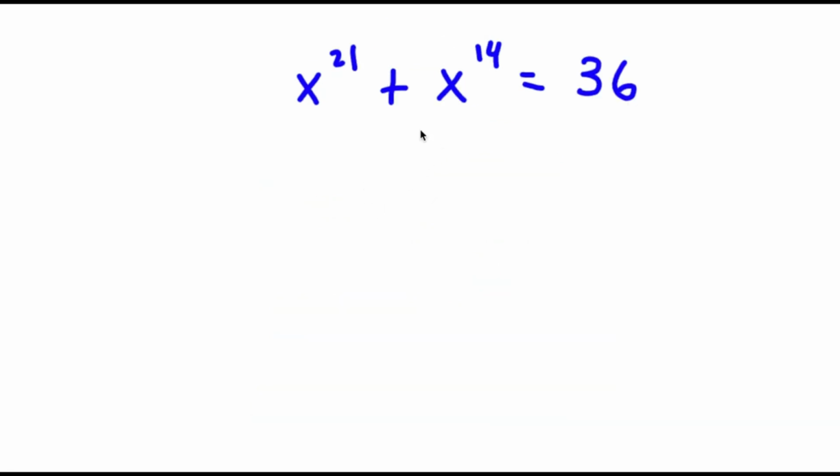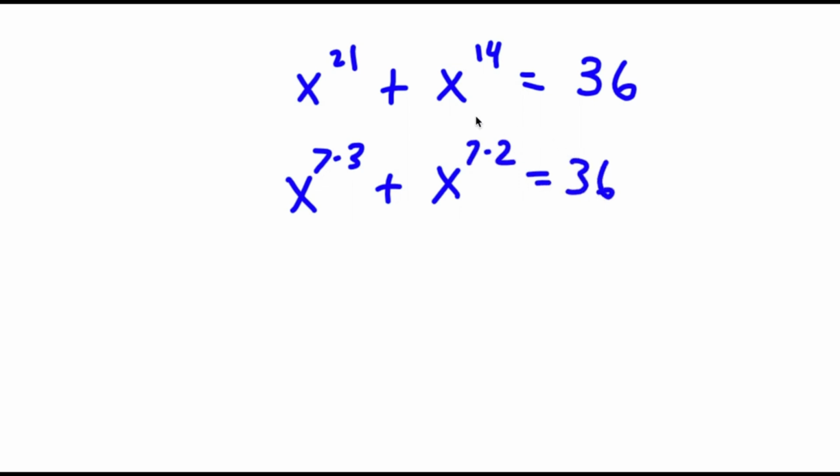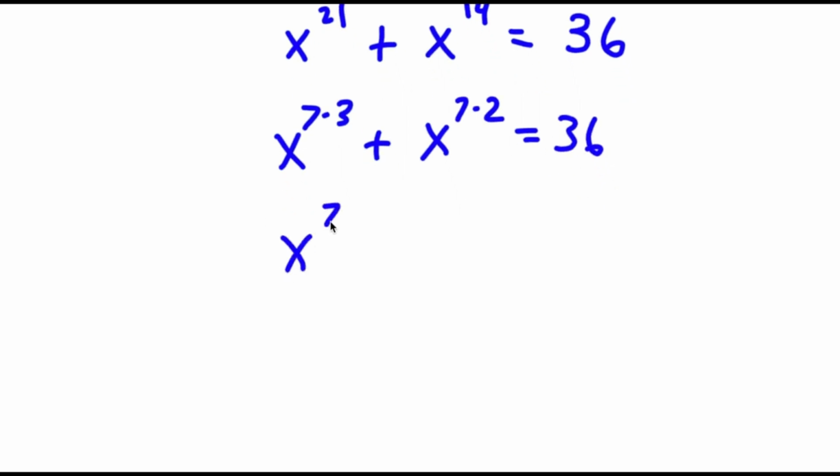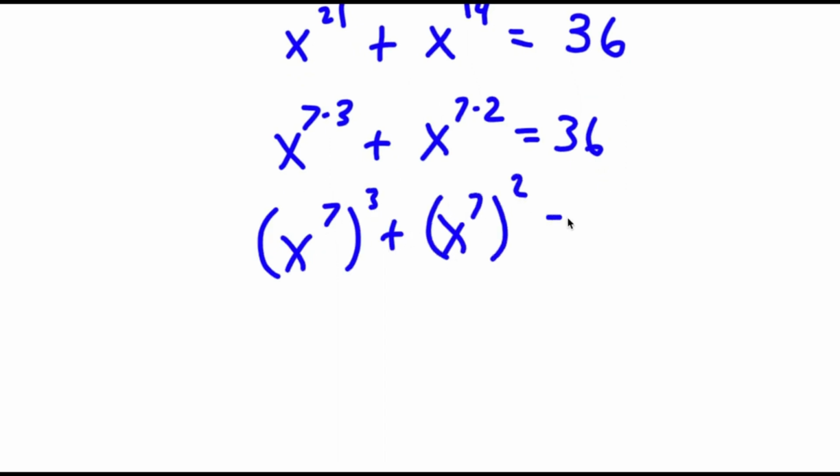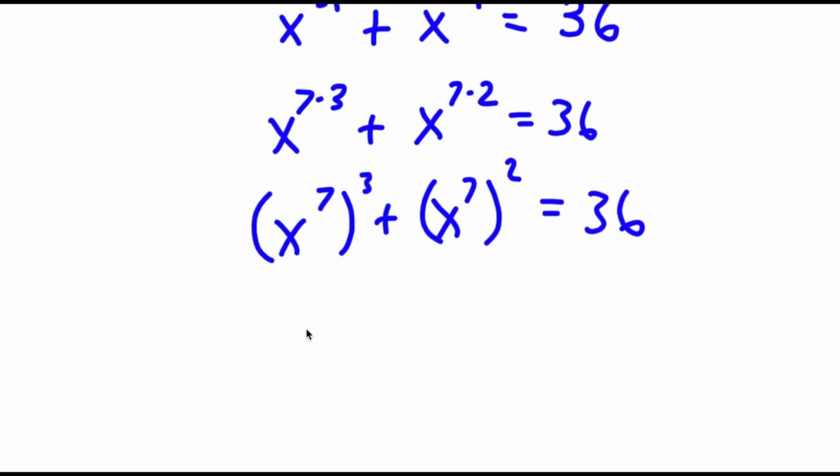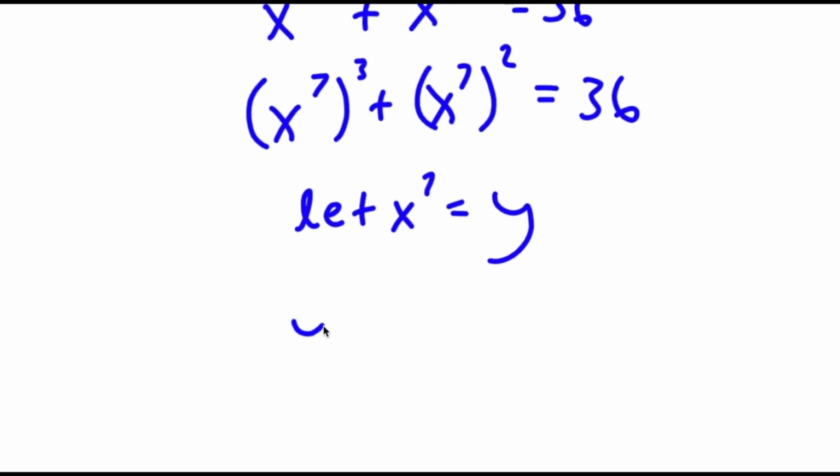Alright, so in this problem, I have x to the power of 21 plus x to the power of 14 is equal to 36. So I'm first going to rewrite this as x to the power of 7 times 3 plus x to the power of 7 times 2 is equal to 36. Now, I'm going to put this as x to the power of 7 to the power of 3 plus x to the power of 7 to the power of 2 is equal to 36. Now I can let x to the power of 7 equal to the variable y. So now I have y to the power of 3 plus y squared is equal to 36.